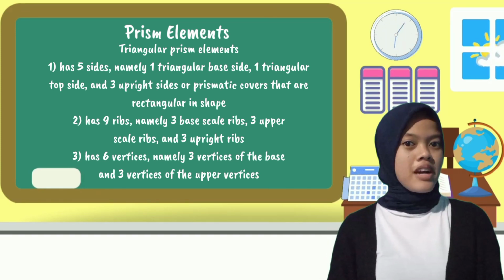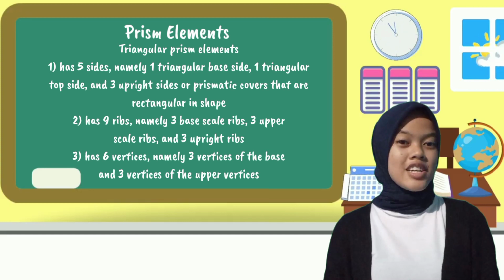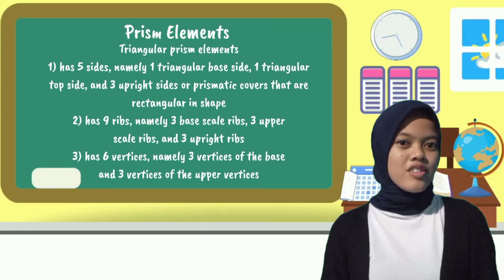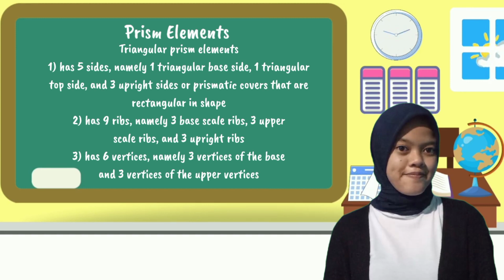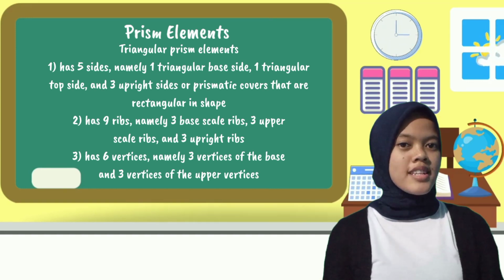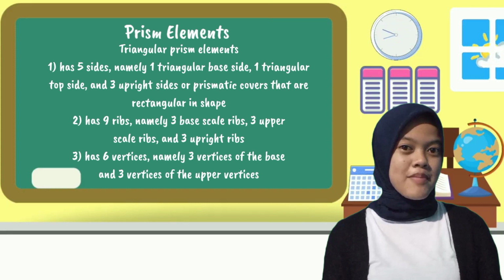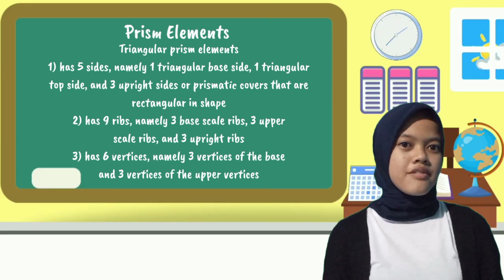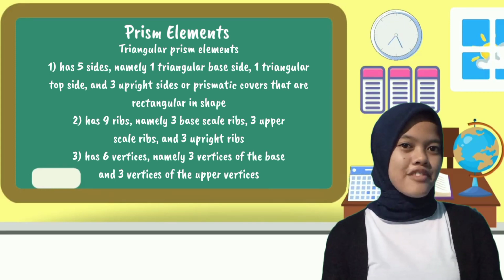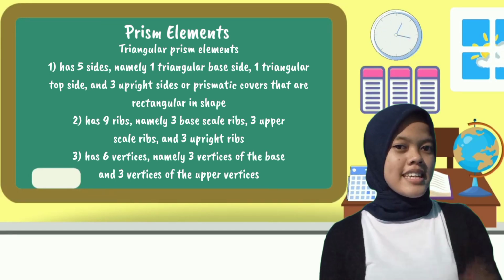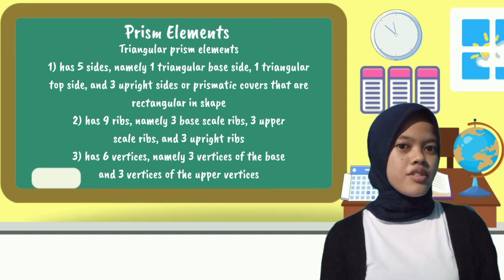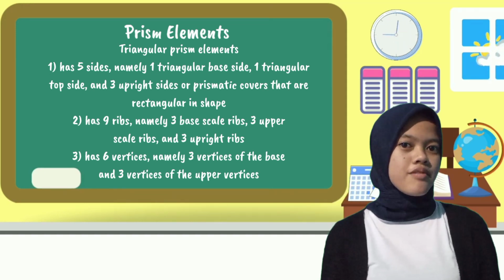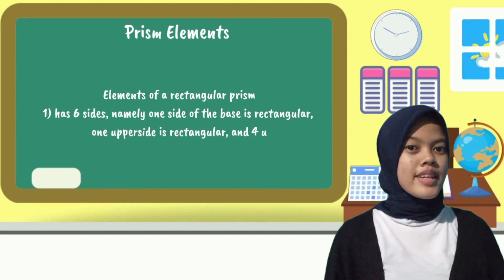1. Has 5 sides, namely 1 triangular base side, 1 triangular top side, and 3 upright sides or prism covers that are rectangular in shape. 2. Has 9 edges, namely 3 base edges, 3 upper edges, and 3 upright edges. 3. Has 6 vertices, namely 3 vertices of the base and 3 vertices of the top.